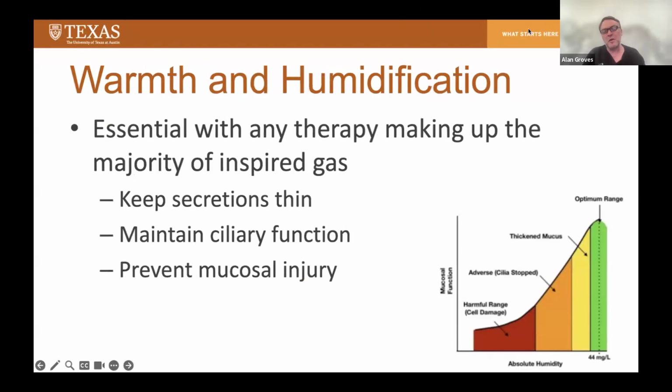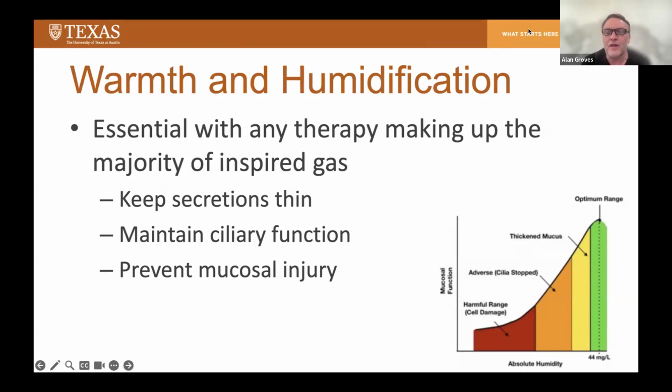But the warmth and humidification, I just want to make sure that we don't scoot straight past that, because it really is absolutely vital. You see here on the bottom right, again, a graph from the Fisher and Paykel online materials showing the optimum range of humidification of gas, and that as soon as we go below that, we end up with thicker mucus that is harder to clear. We start interfering with ciliary action, and eventually we start causing primary cell damage in the respiratory epithelium.